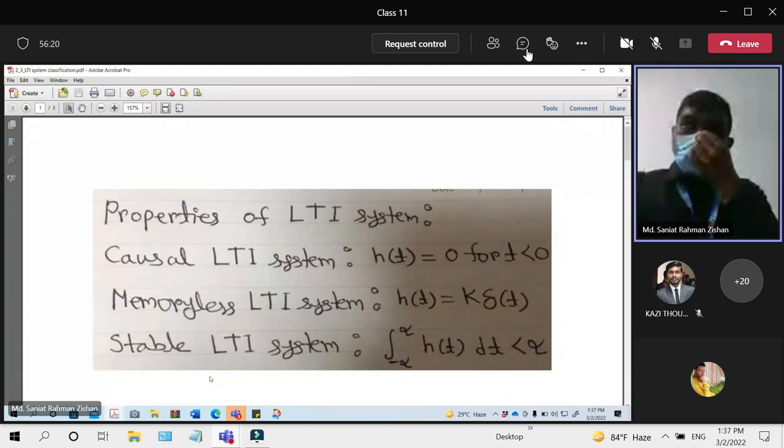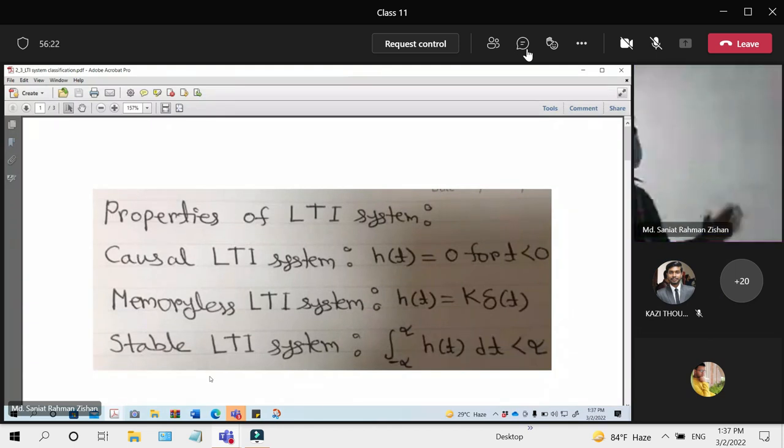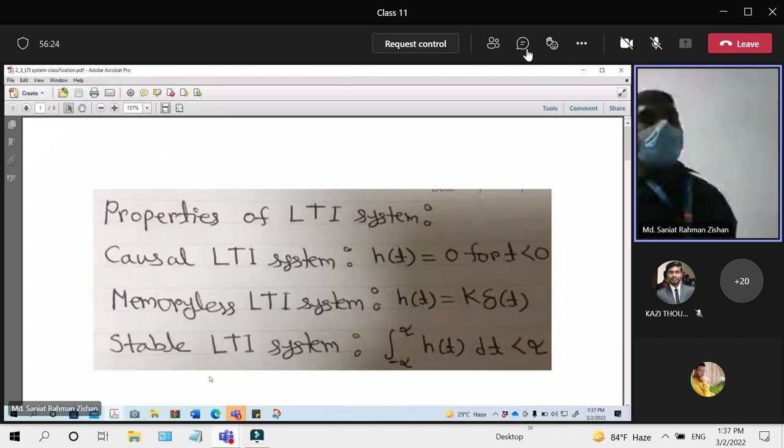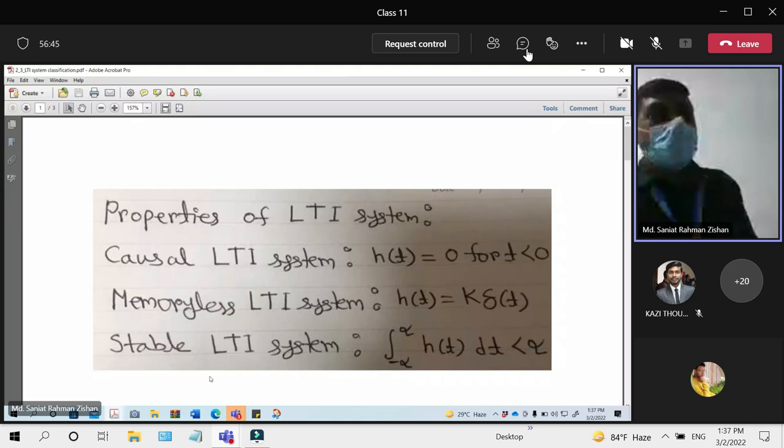Okay, so this is the last one. This is the classification of LTI system or properties of LTI system. You can say LTI means linear and time invariant. These properties are given so that you can check whether LTI system is causal or non-causal, whether LTI system is memoryless or with memory, whether LTI system is stable or not.